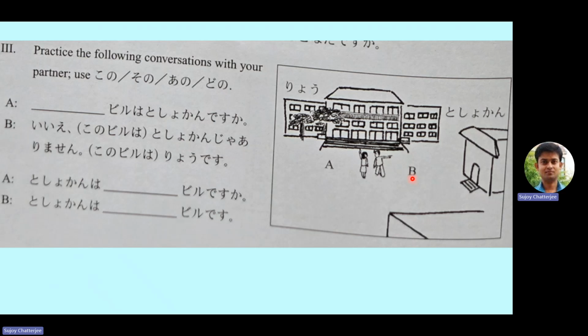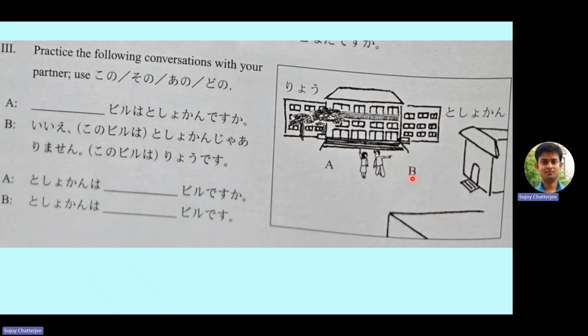Let's move on to number 3. Practice the following conversations with your partner. Use kono, sono, ano, and dono. So as we had learned, I'm just giving you a quick recap. Kono, sono, ano, and kore, sore, are. What is the difference in that? Both mean the same thing because kore also means this, sore means that, are means that over there, and kono means this one particular thing.